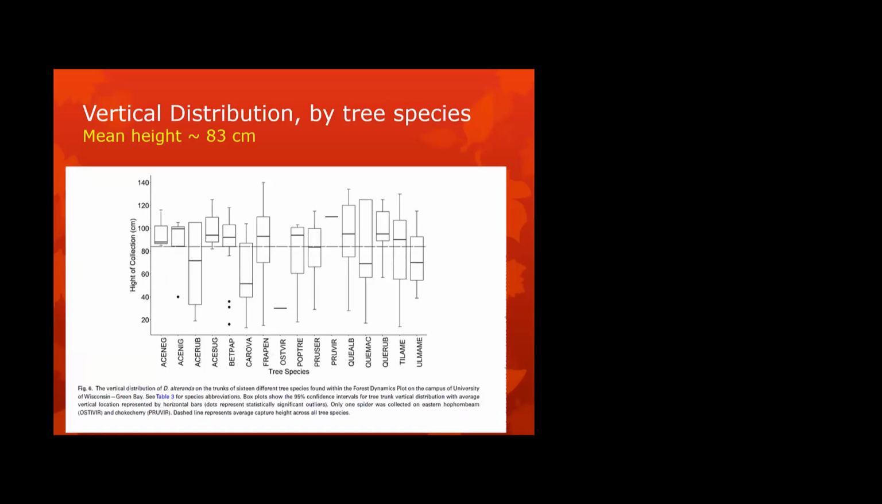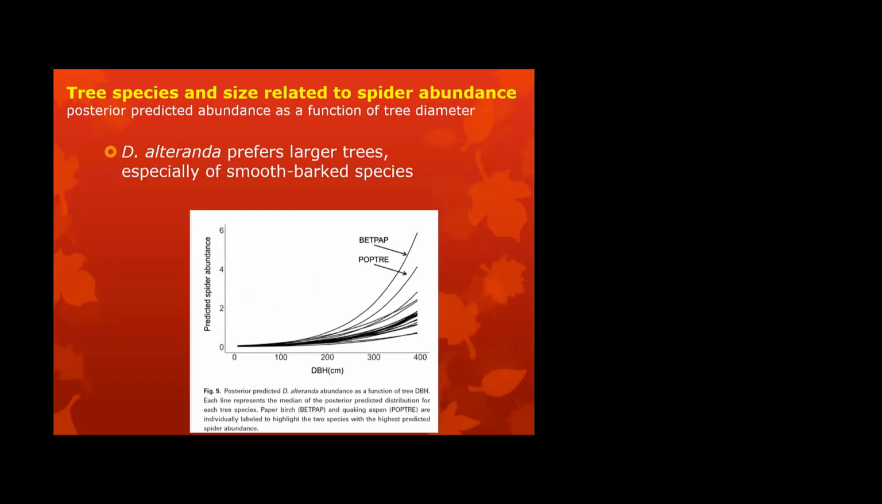This is just showing the vertical distribution of a bunch of the tree species where the spiders were found. And you can see there's not a big difference between tree species. The main thing I wanted to show you here is the average height at which we found spiders, which is about 83 centimeters above the ground surface. They don't go very high.